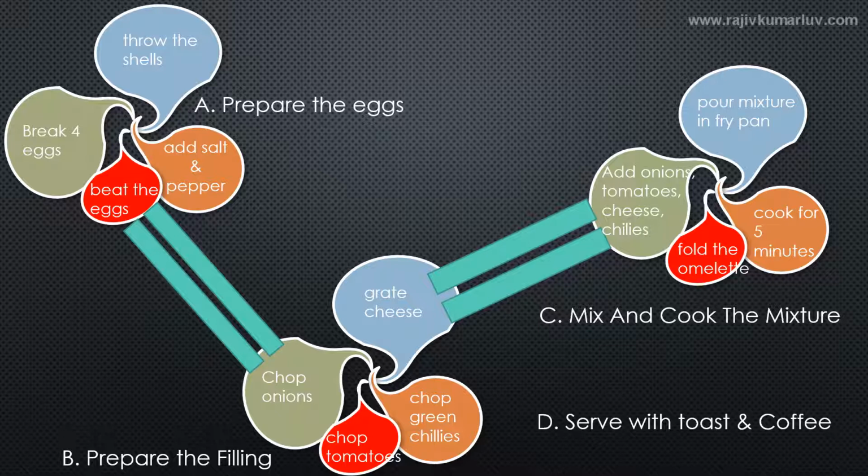So the 3 steps: prepare the eggs, prepare the filling, and mix and cook the ingredients are examples of transitions. When you plan your speech, plan your transitions as well.